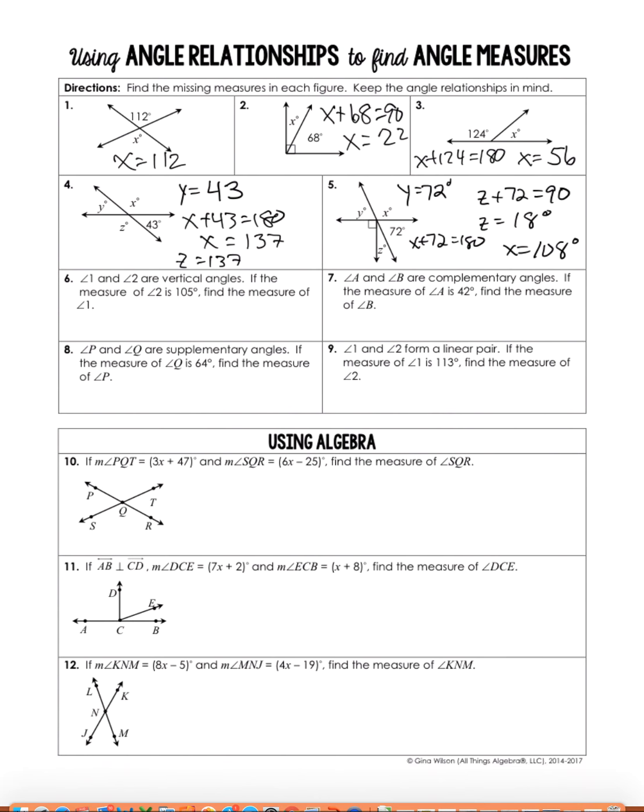Okay, number 10. We have PQT. PQT is 3x plus 47. And SQR is 6x minus 25. It's really important to label your pictures. We're trying to find SQR. So see how in this picture, those two expressions are across from each other? That means they're vertical angles, which means they're equal.